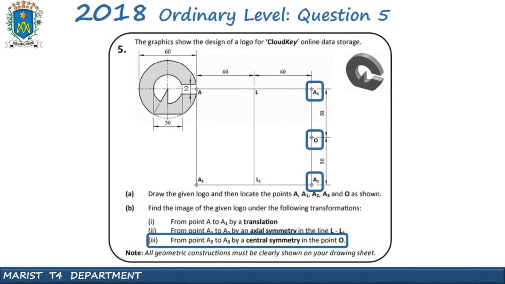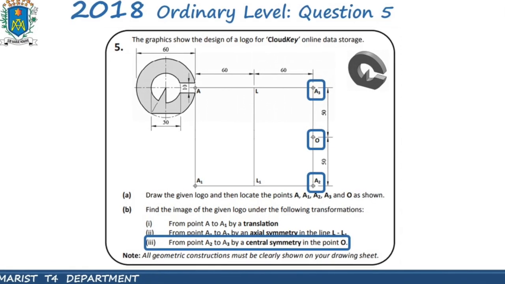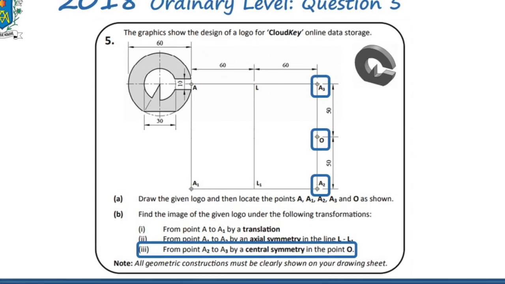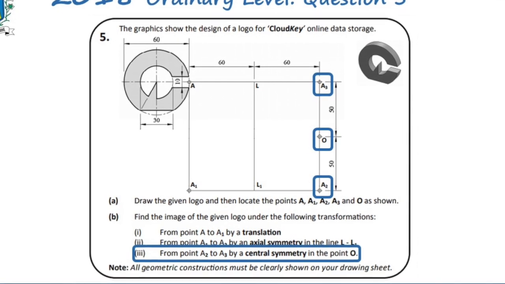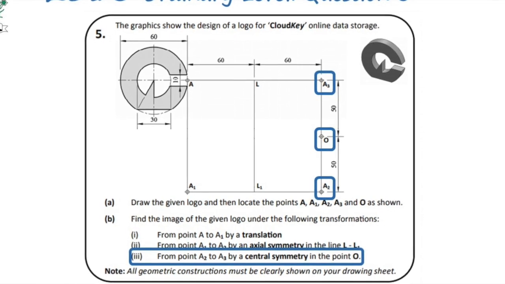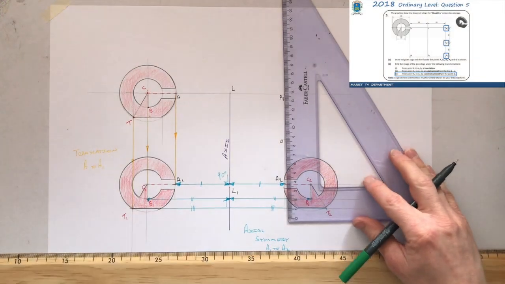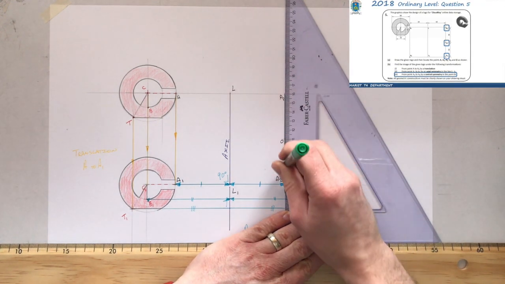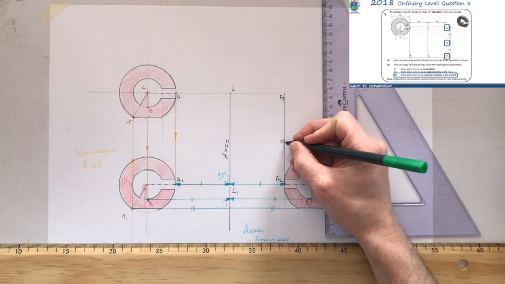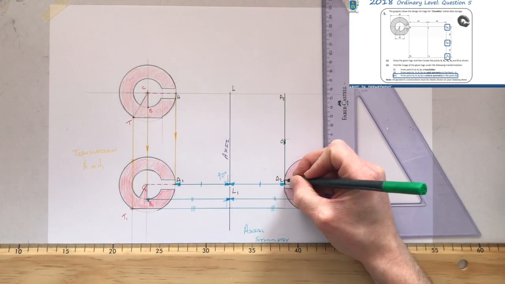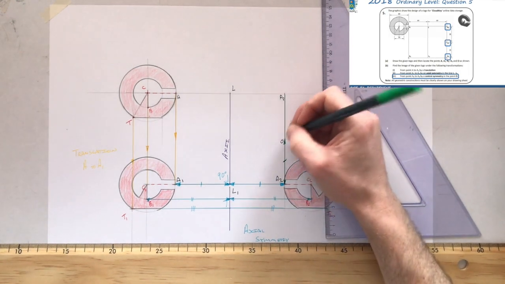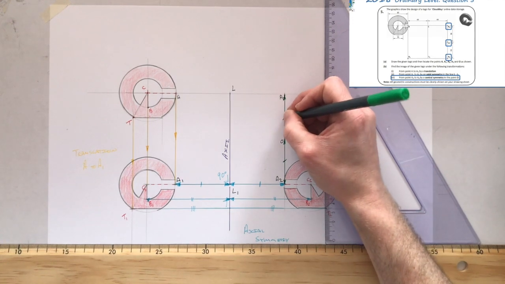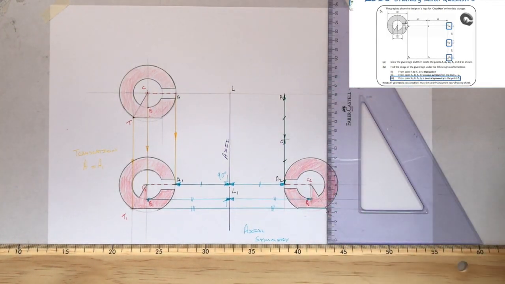Again, if we look closely at the question, we can see B part 3. Our last part of the question is to go from A2 to A3 by central symmetry through the point O. So that's the next thing we're going to look at. To do this, we're going to go from A2 through point O all the way to A3. And remember, the distance from A2 through O is the exact same as O to A3, the new one. So those distances are the exact same, and that's the rule we have to remember.